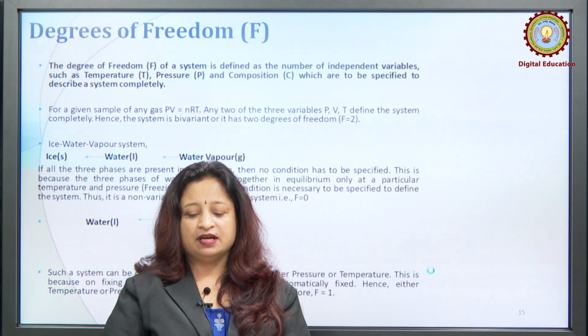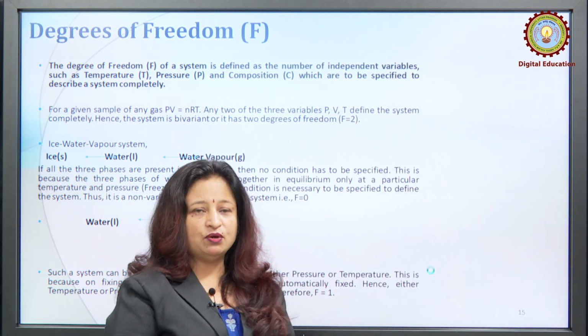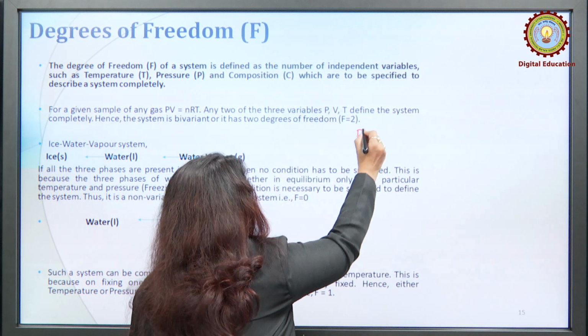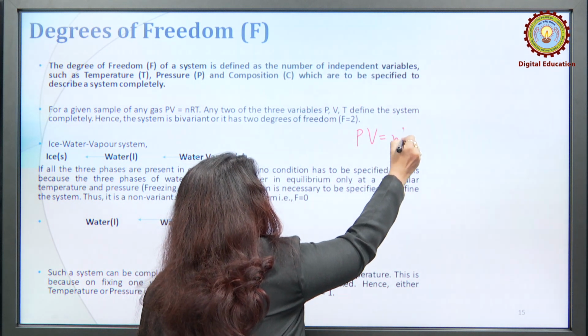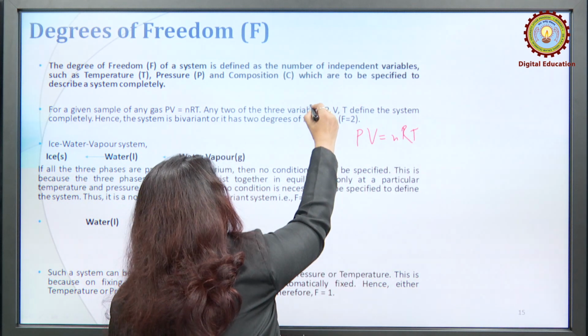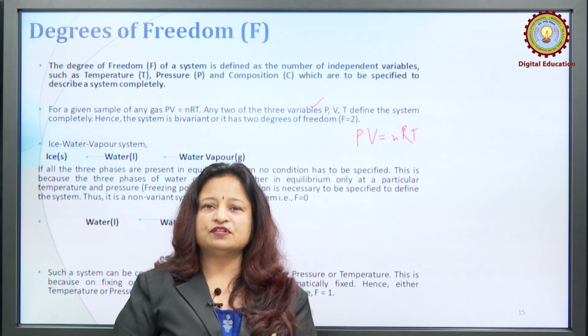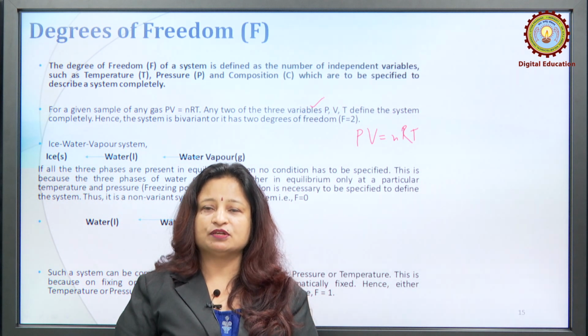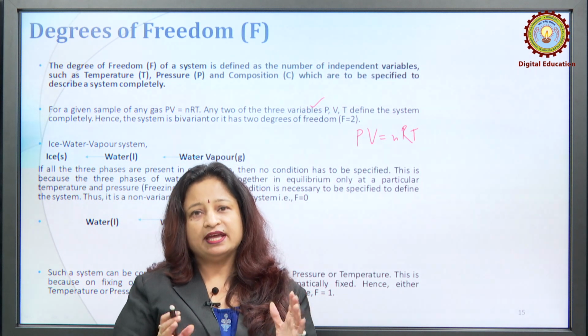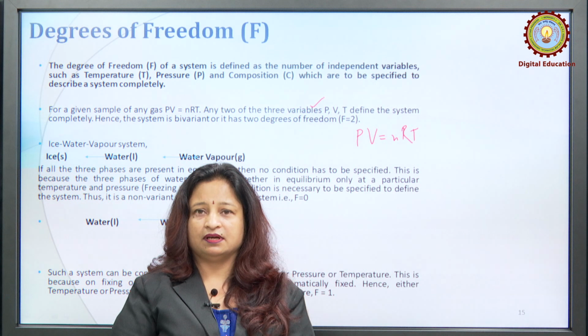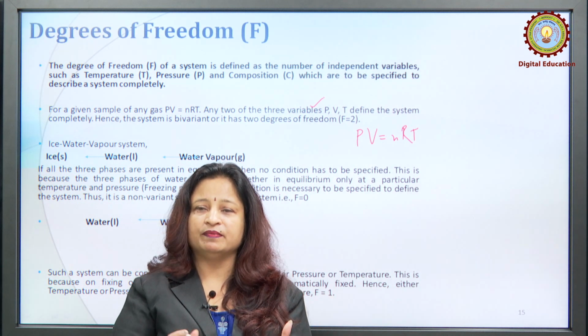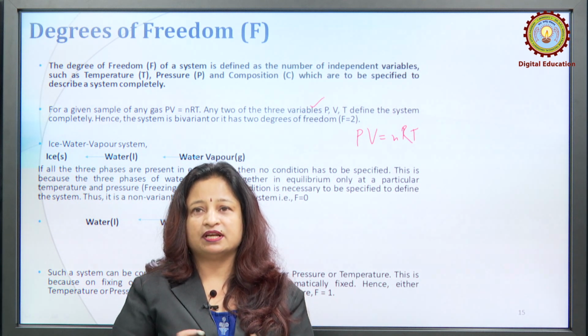For example, for a given sample of gas, we know that PV is equal to nRT. So, this example we have covered here. For a given sample of gas, all of us know that there is an ideal gas equation, PV is equal to nRT. So, any two of the three variables, three variables means pressure, volume and temperature, pressure, composition and temperature.